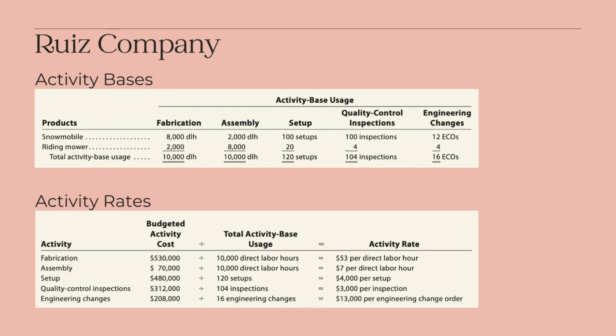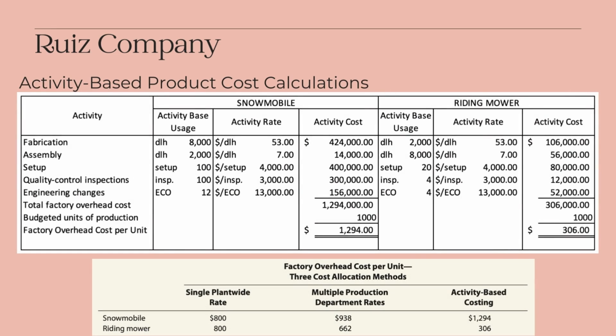$424,000, assembly $14,000, setup $400,000, quality control inspection $300,000, engineering changes $156,000, and a total factory overhead cost of $1,294,000. After that, we divide it by the budgeted units of production to compute the factory overhead cost per unit. So divide it by 1,000 units, we've come up with $1,294 per unit. So that is the factory overhead cost for the snowmobile.